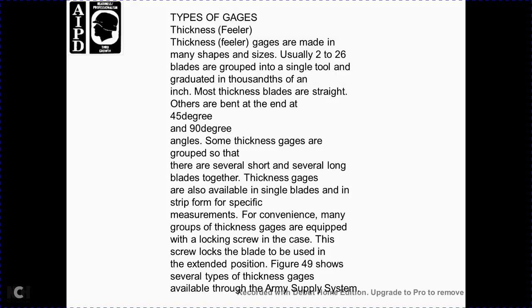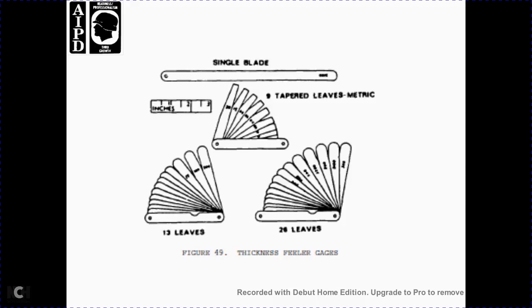For convenience, many of the thickness gauges are equipped with a locking screw. In this case, the screw locks the blade to be used in the extended position. Figure 49 shows the several types of thickness gauges available with the Army supply system. It shows a single blade with tapered leaves, and metric leaves, and 13 leaves and 26 leaves.